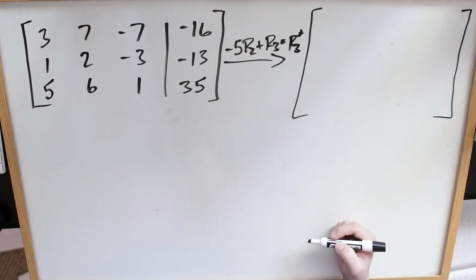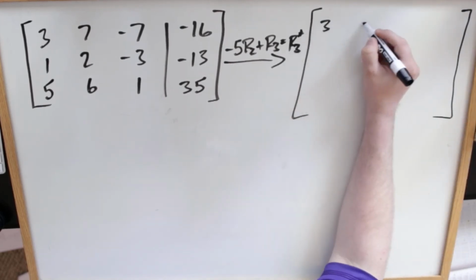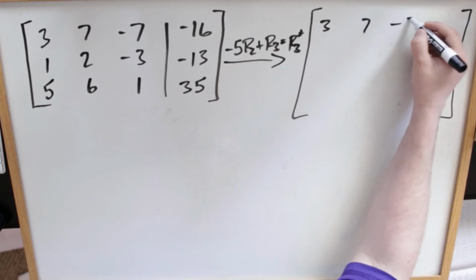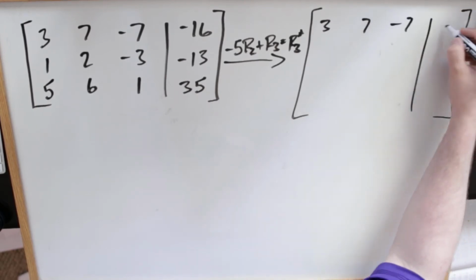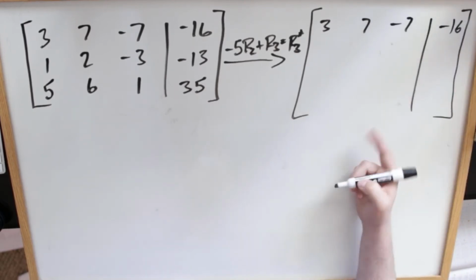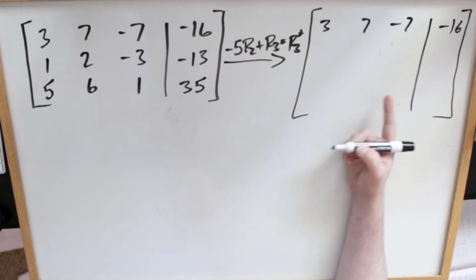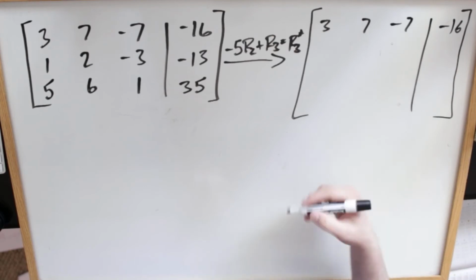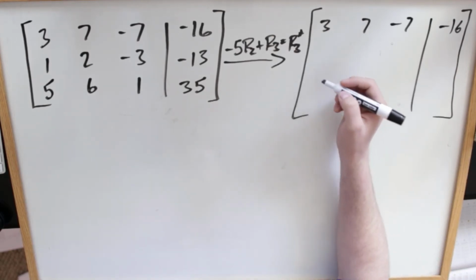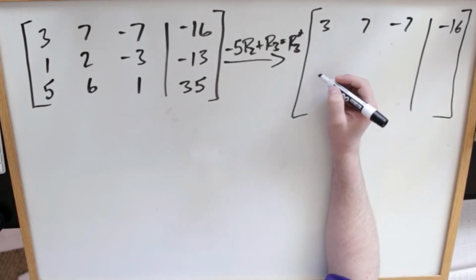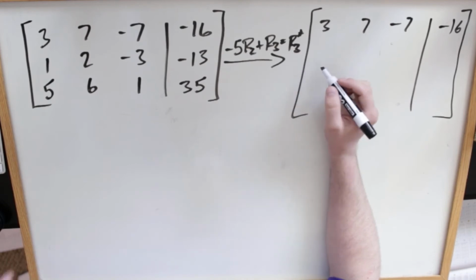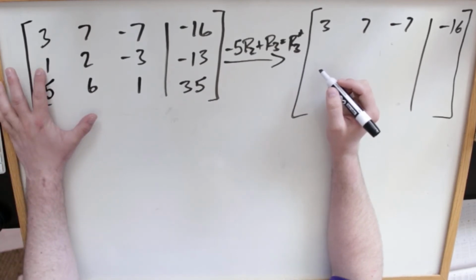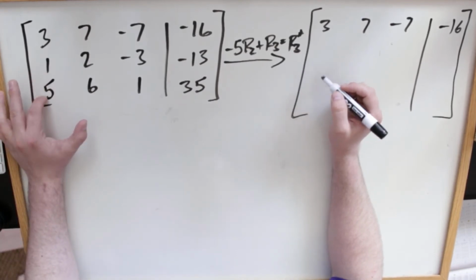So here's what we get. First row is going to be the same: -7, -16. The augmented matrix and the coefficient matrix, the operations are identical. It's just the line is saying, hey, there's an equal sign there. Just going to let you know that. All right, so -5 times row 2. That means -5 times 1 plus that is going to equal 0.